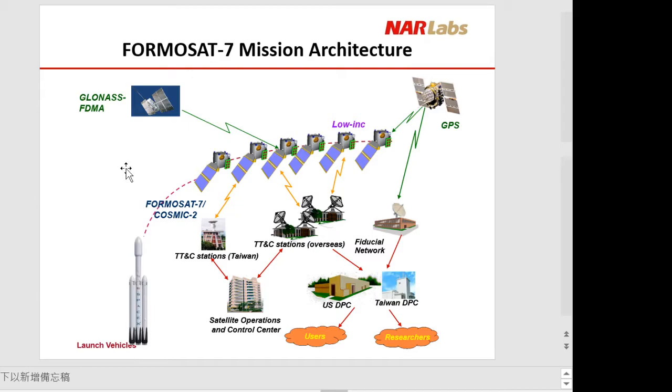Between those ground stations, 2 can send in commands, which include the Taiwan station and the Darwin station. We can send commands to configure and control the satellite. When those ground stations receive the data from the satellite, the data will be transmitted to the US Data Processing Center and the Taiwan Data Processing Center. After the data has been processed, it will be distributed to users and researchers.